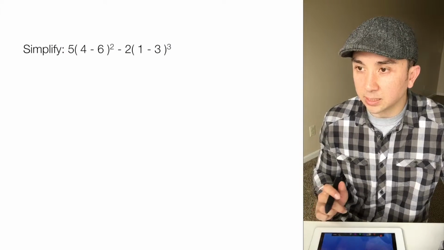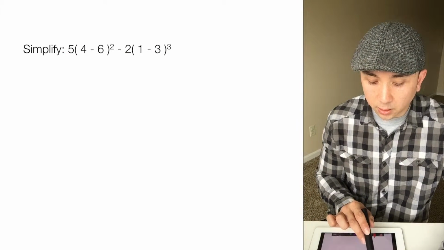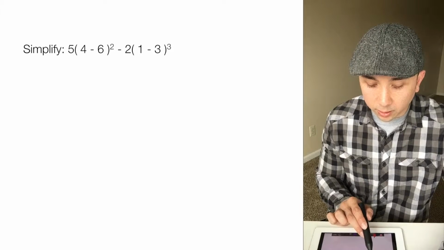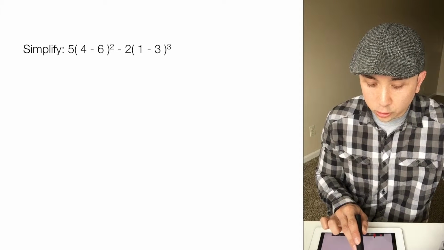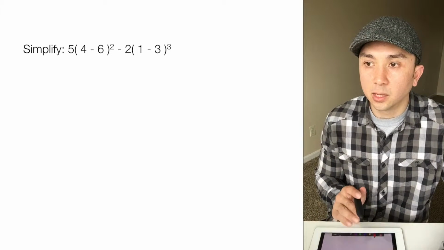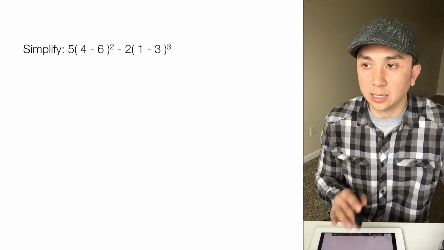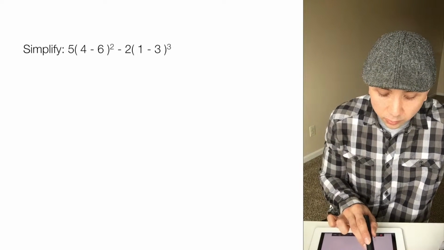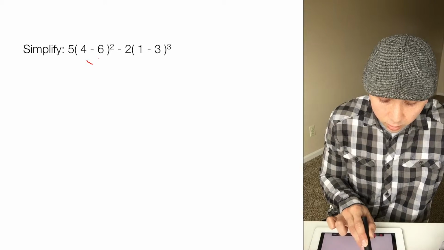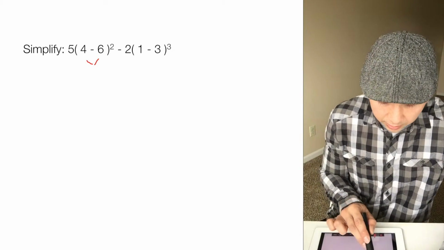So let's work an example. Let's simplify 5 times (4 minus 6) squared minus 2 times (1 minus 3) cubed. The first thing we're going to do is to work anything that's inside parentheses. So here we have 4 minus 6. Well, we know 4 minus 6 is negative 2.